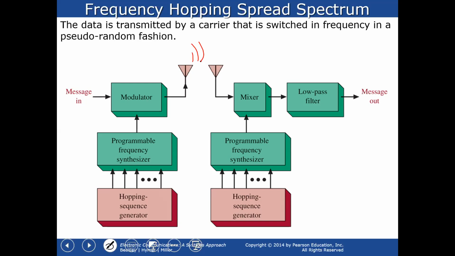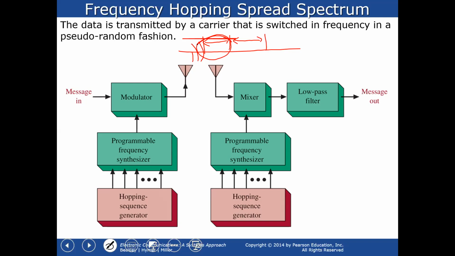The time of each carrier block is called the dwell time. Dwell times are usually less than about 10 milliseconds, and this is the time each carrier spends at a specific frequency. So I'm going to create a number of random frequencies, and every frequency will exist for a certain time as a block. This block time is what we call the dwell time.